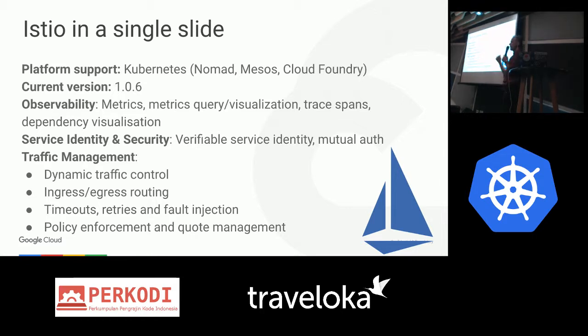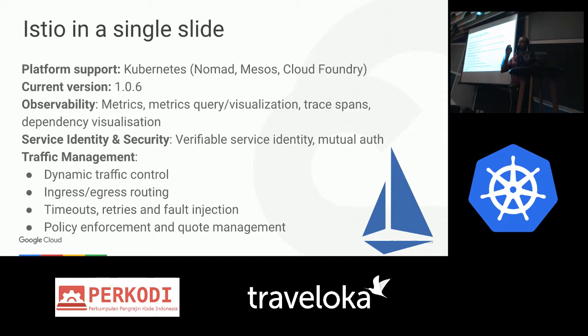And it gives you, first of all, observability. So by default, when you install Istio, you get metrics for free. You get a way to query the metrics for free. You get a way to visualize them for free. You get HTTP traces for free, and you get dependency visualization for free. So by just installing this, and not changing your application, you get all of these observability features for free, and we'll take a look at them. Your services get strong identities, and they also get mutual authentication.